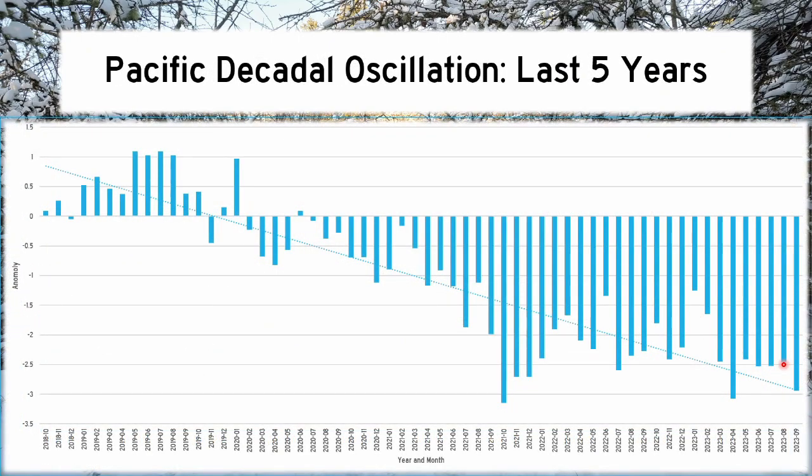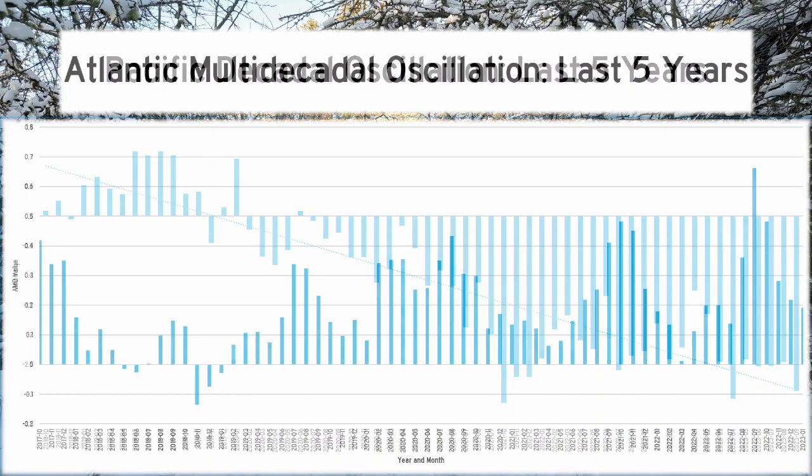Pacific Decadal Oscillation, the last five years. I didn't update this from October because it really hasn't significantly changed. We're still deep in the negative phase. The latest value is about -2. So it has come up a little bit, but I still do not see it flipping positive during this winter.